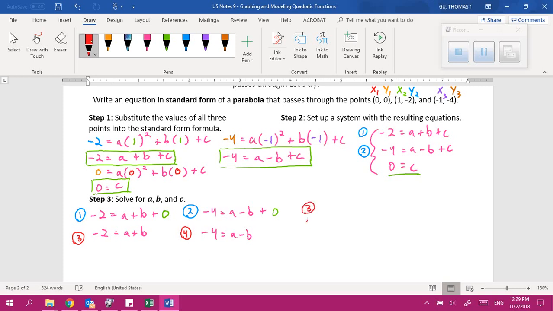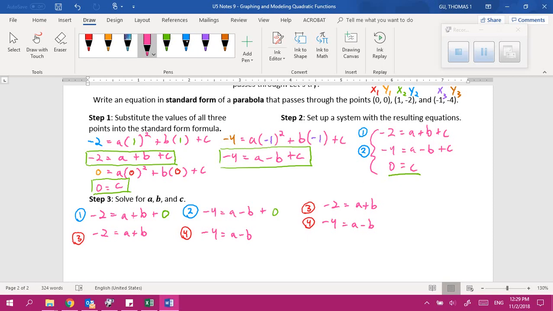Equation 3 was negative 2 equals a plus b. And equation 4 was negative 4 equals a minus b. From here, we're going to solve for both of those variables. You can do whatever you want. You can use substitution. You can use elimination. What do you suggest we do here? Elimination. What can we eliminate? B, right. And how would I eliminate b?